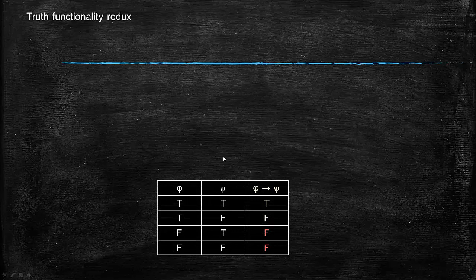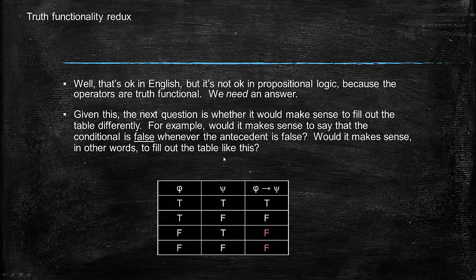Well, look, that's okay in English, but it's not okay in propositional logic because the operators are truth functional. We need an answer to this. We have to put some value in for the cases when the antecedent of the conditional is false. So given this stipulation, the next question is whether it would make sense to fill out the table differently. For example, would it make sense to say that the conditional is false whenever the antecedent is false, which is how we've filled it out here?